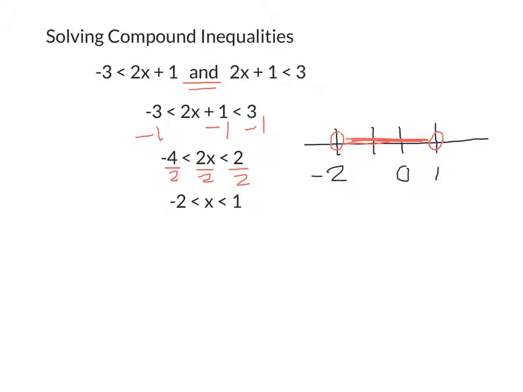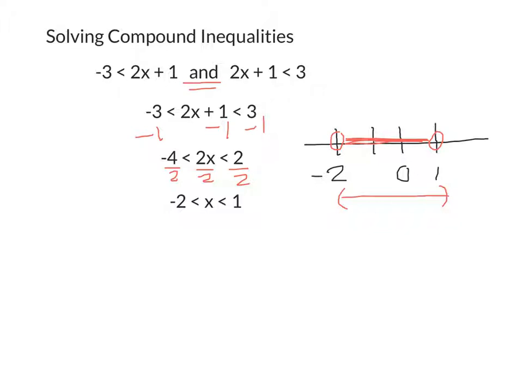Now that's the most common way, that's the way I most of the time will teach it. The only other way to do it is sometimes they'll show it as parentheses. And it shows you something like this. And this means it can equal minus 2, it cannot equal 1, but it's everything between. But my preference is to use the open circles.